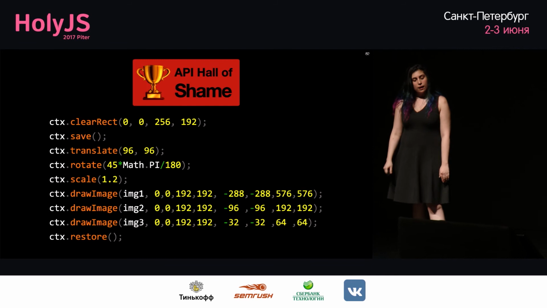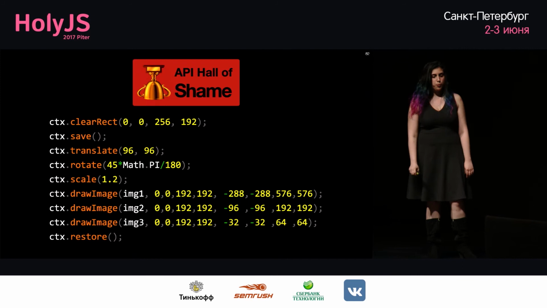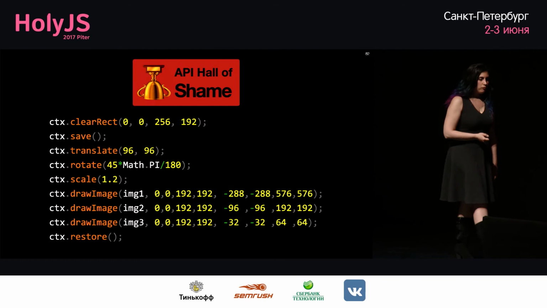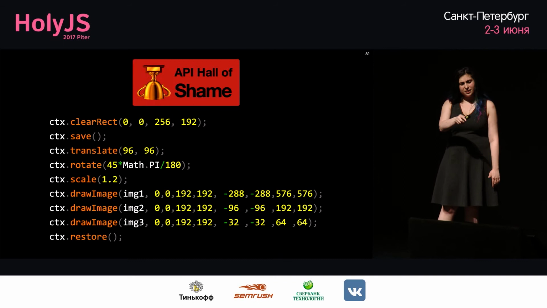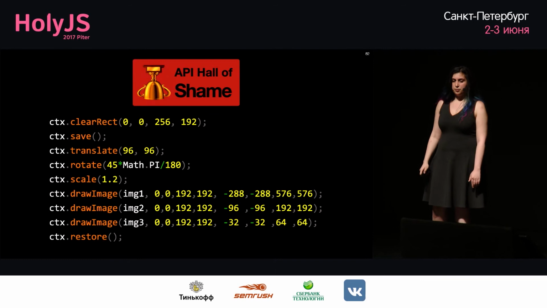Or same with the Canvas API. This is probably the API that most people hate about not being chainable. Why not something like this? Keep in mind that if you want to rename the CTX variable here, you have to do it how many times? 9 times. That's pretty much the opposite of DRY.